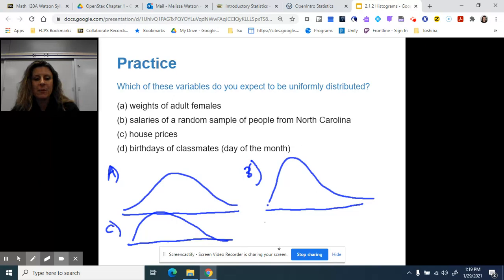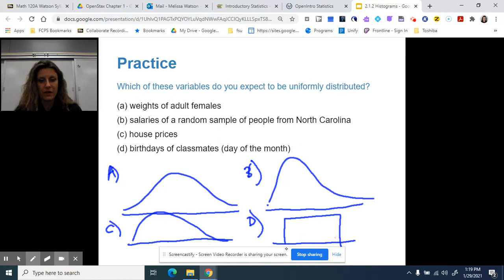Birthdays of classmates. If we're talking about day of the month, if we were to take a sample, we probably would have the same number of people born on the 1st as born on the 2nd, all the way through born on the 31st. So that one is the one that we anticipate is going to be uniformly distributed.